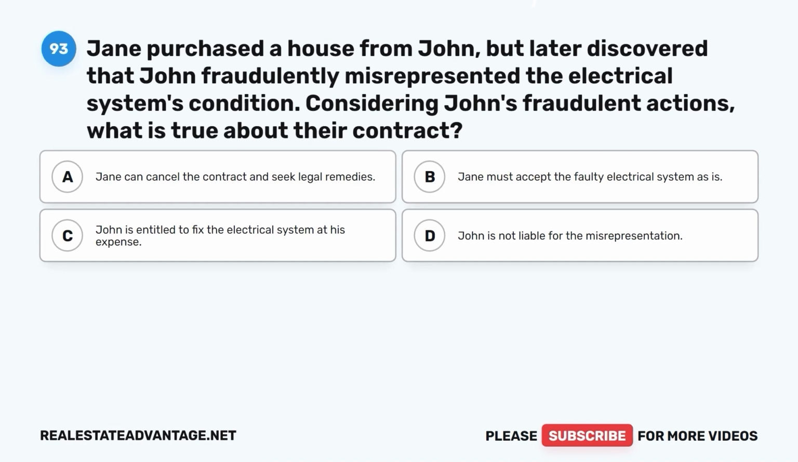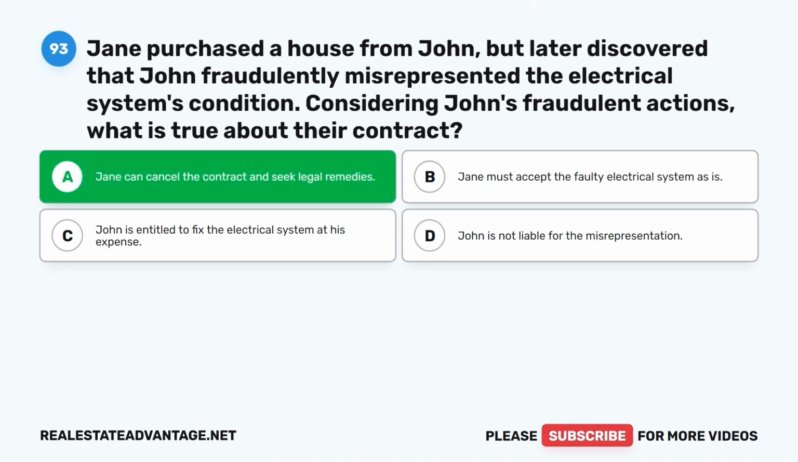Considering John's fraudulent actions, what is true about their contract? A. Jane can cancel the contract and seek legal remedies. B. Jane must accept the faulty electrical system as is. C. John is entitled to fix the electrical system at his expense. D. John is not liable for the misrepresentation. The correct answer is A.